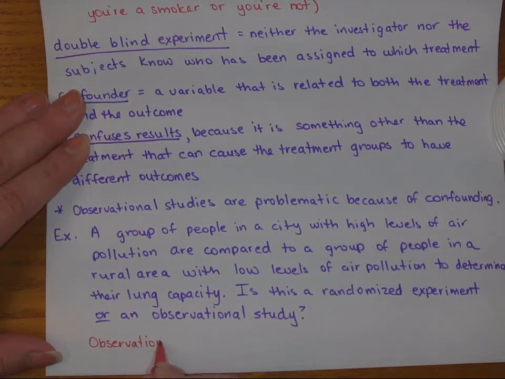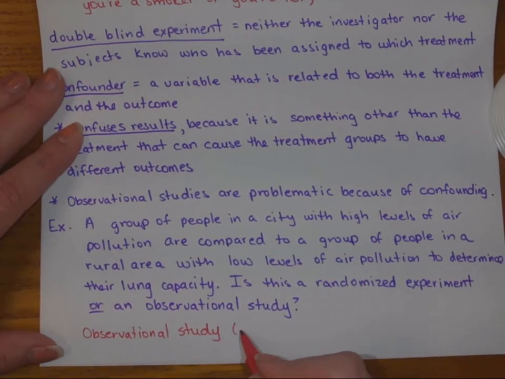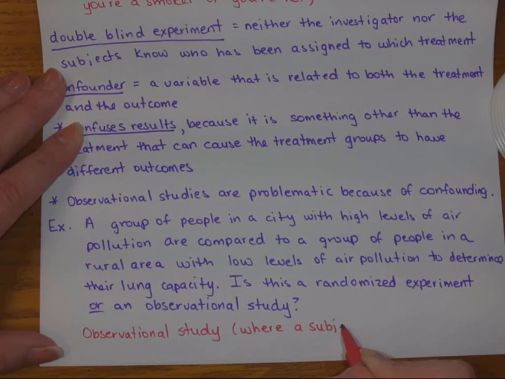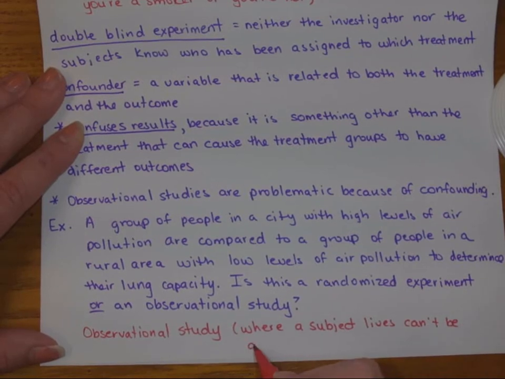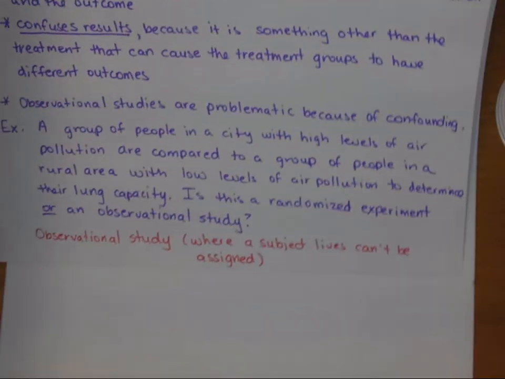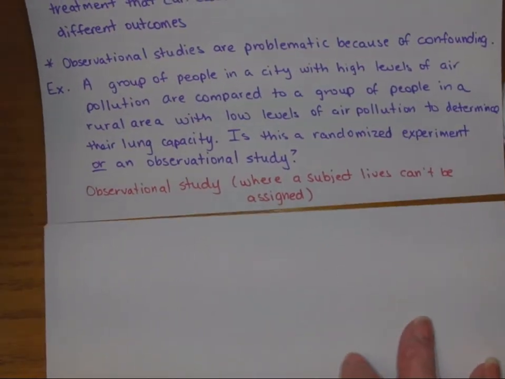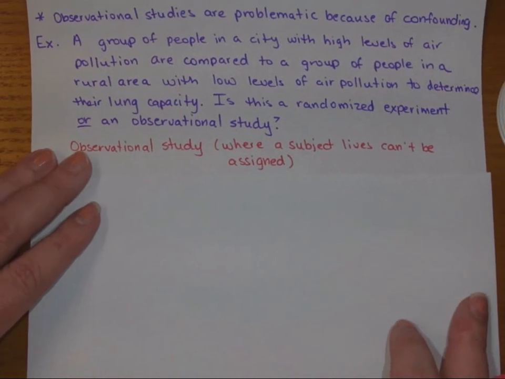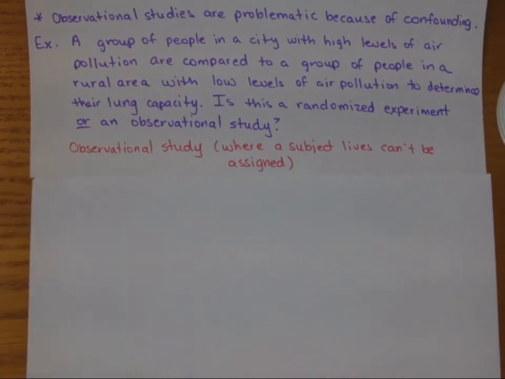The investigator doesn't get to say, hey, you go live here and you go live here and then we'll study you, right? That's not a thing. So where a subject lives cannot be decided or cannot be assigned. Okay. So it is an observational study. In other words, we would probably just compare some families that already live in the city, right? We'd compare those with families that already live in the country, okay?